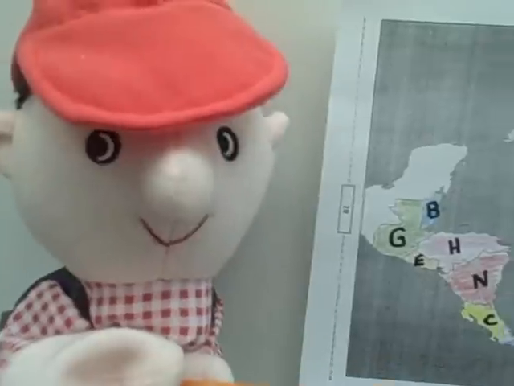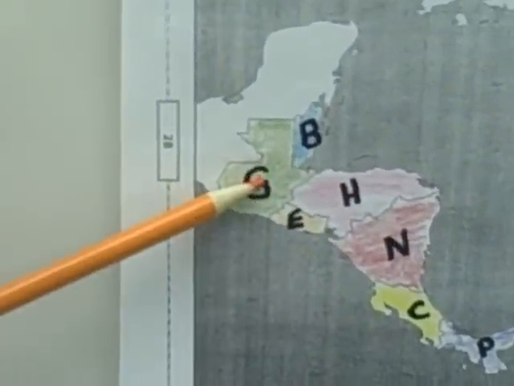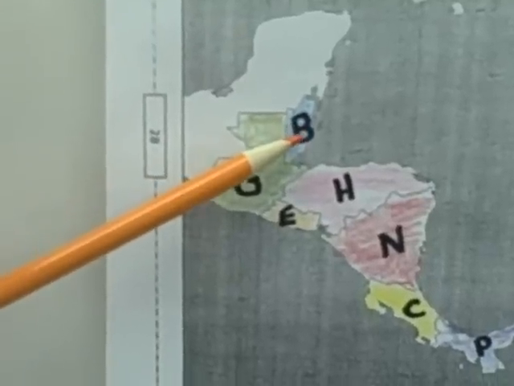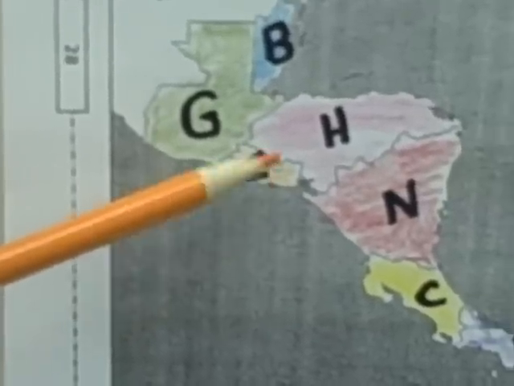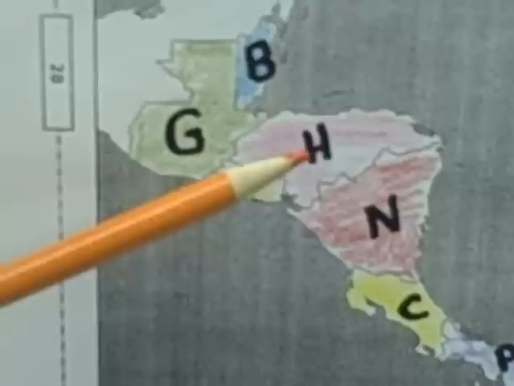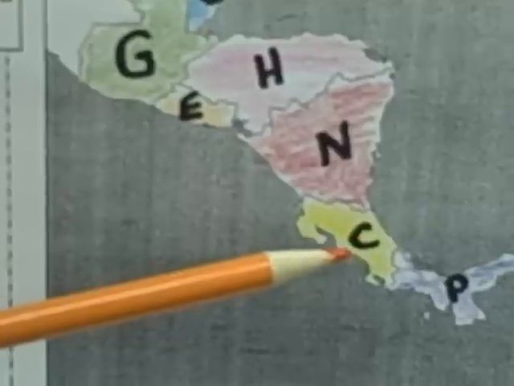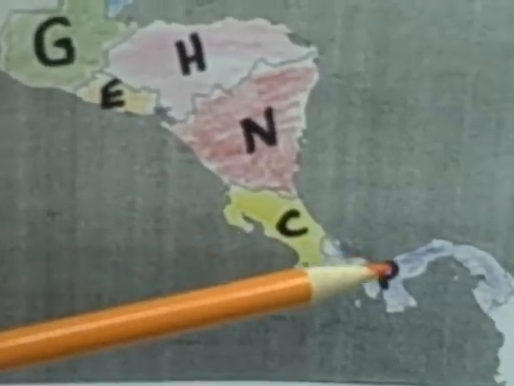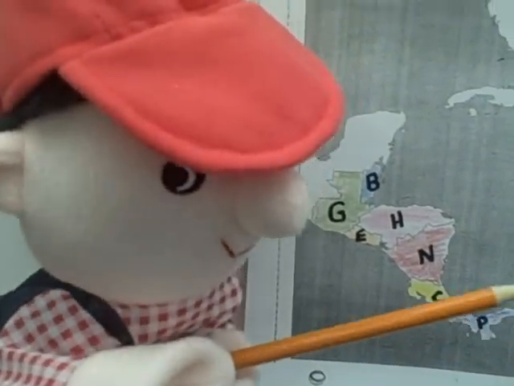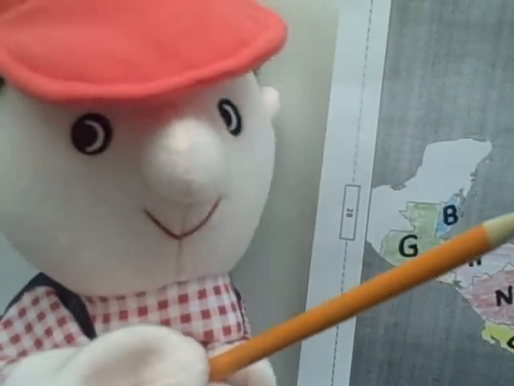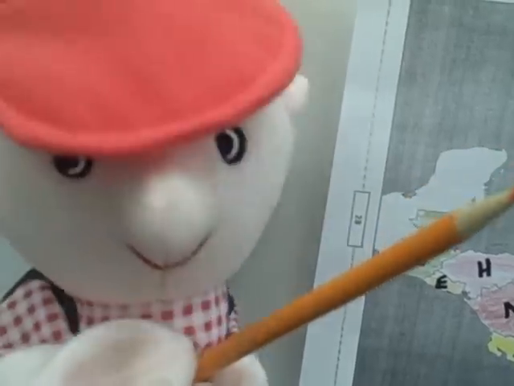GBEHNCP, find out what it means to me. G stands for Guatemala, B stands for Belize, la la. E stands for El Salvador, H is for Honduras, but there's more. N stands for Nicaragua, C stands for Costa Rica, P stands for Panama, la la la la la la la. With GBEHNCP, learning the countries in Central America has become easy.